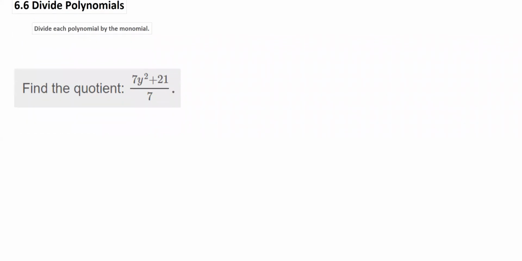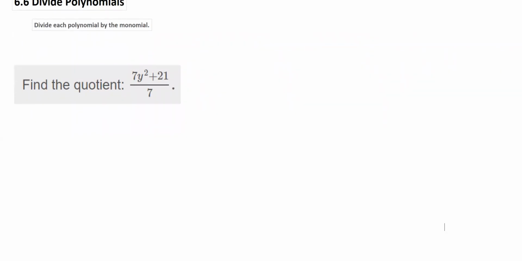So this is a very simple, limited topic, and we're looking at the first question. Find the quotient 7y squared plus 21 all over 7. Clearly this is a question that's asking us to divide. On the numerator we have a binomial. It's a polynomial, but binomial is a special case of it. And the denominator is a monomial. In all the problems in this section, we will only focus on denominators that are monomials, a single term. Okay, 7y squared plus 21 over 7.